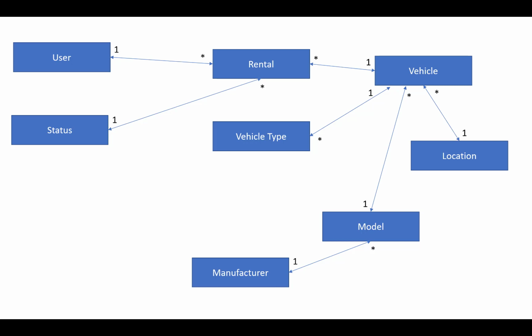The relationship, or mapping, between the models is that a user has multiple rentals. I mean to say that a user can rent vehicles multiple times. The status has multiple rentals, and the vehicle has multiple rentals. A vehicle has a single location, and a location has multiple vehicles. A model has multiple vehicles, and a manufacturer has multiple models. So these are the mappings between the models.